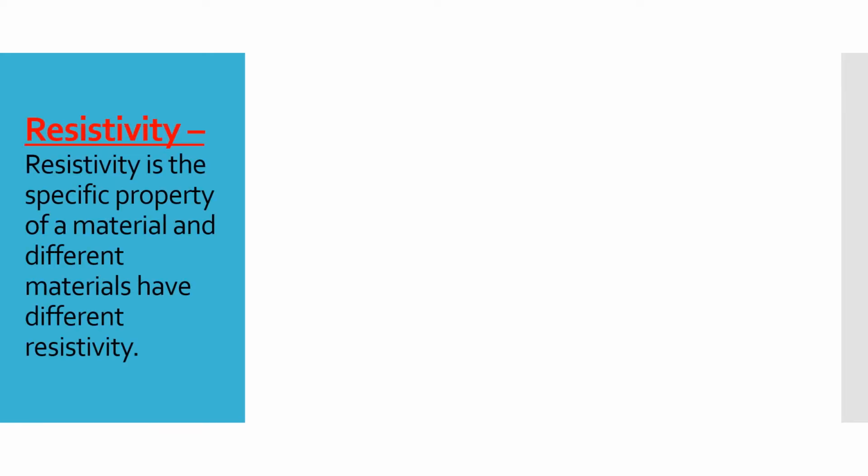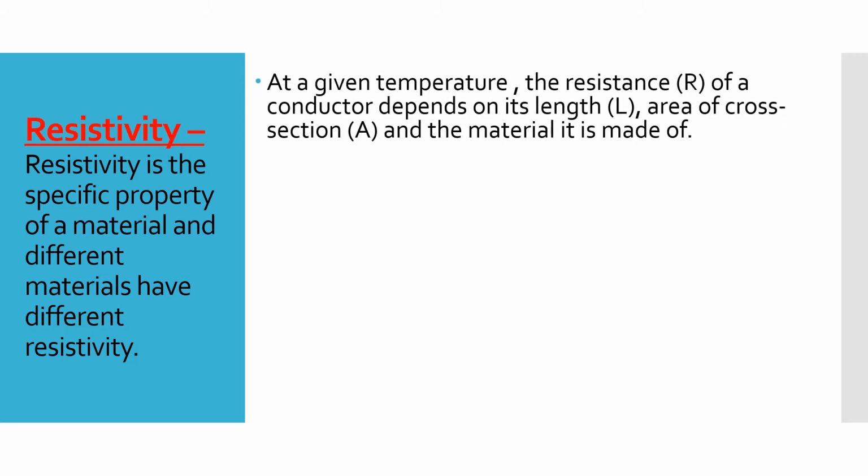Students, in the last lecture, we have studied about resistance. The hindrance occurring in the flow of electrons is called as the resistance. Today we are going to learn about the resistivity. Resistivity is the specific property of the material. It can be calculated as follows.